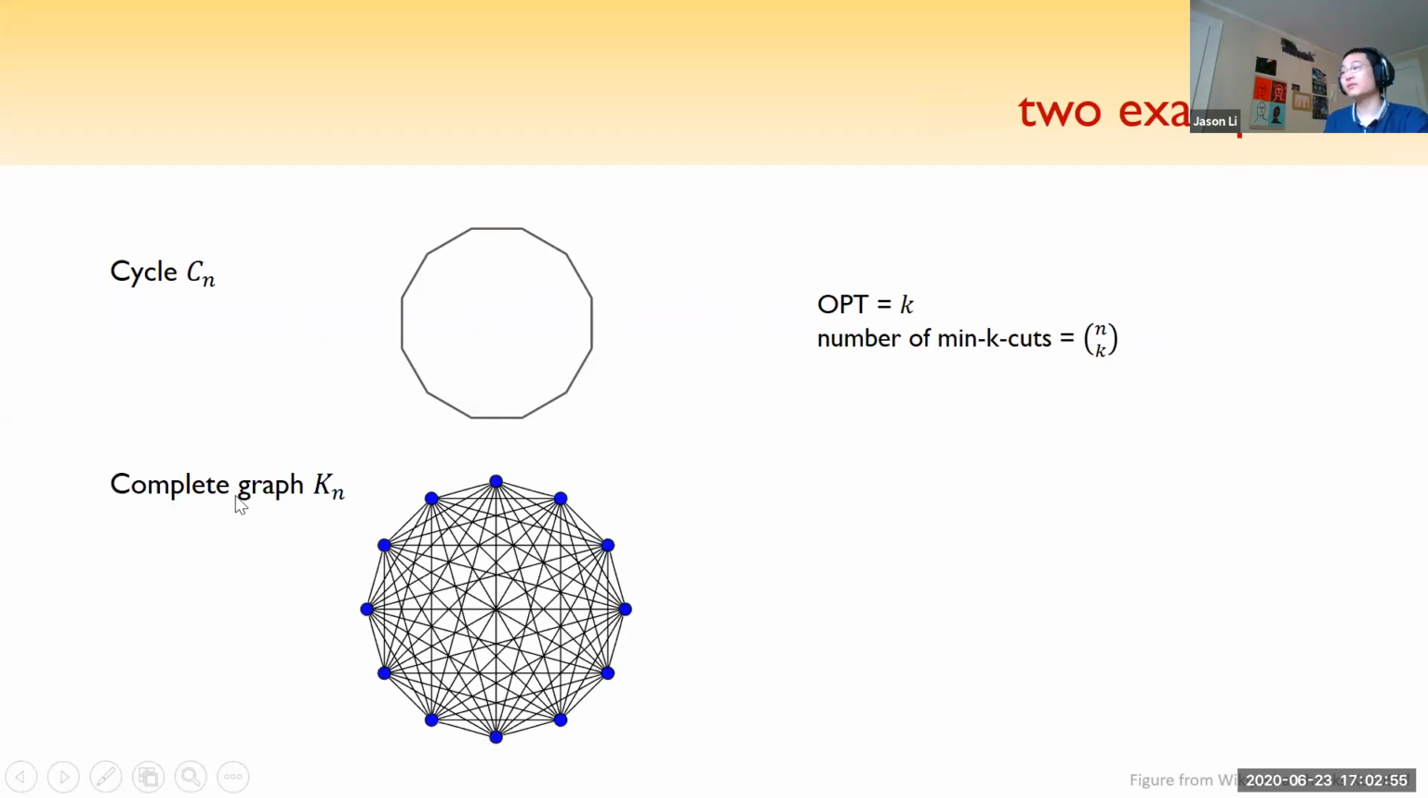For a complete graph, the best way to split this graph into k pieces is by cutting off k-1 singletons. And this has size roughly n times k. Again, there are n choose k-1 many such cuts, which is again roughly n choose k.